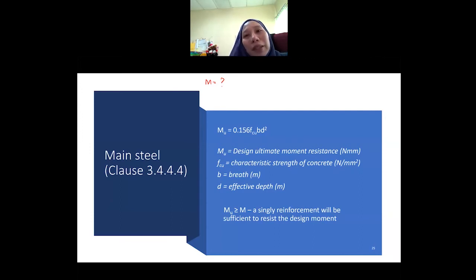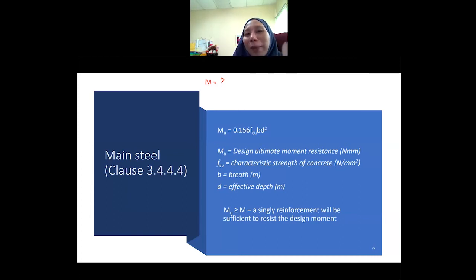Moment ni datang daripada load, betul? Kita dah kira loading berapa, loading ni akan hasilkan moment. So, moment ni datang dari load. Okay, MU here, M juga tapi ada U. So, MU is design ultimate moment resistance. It is another thing lah.